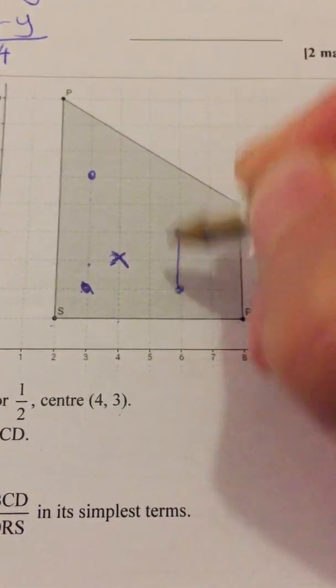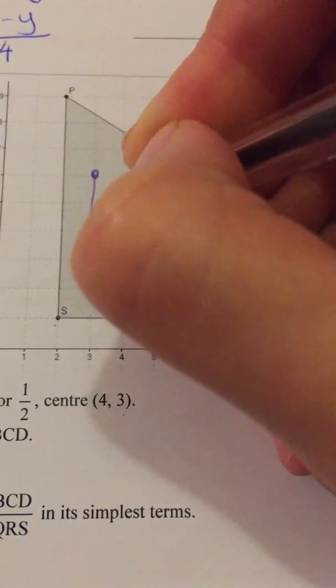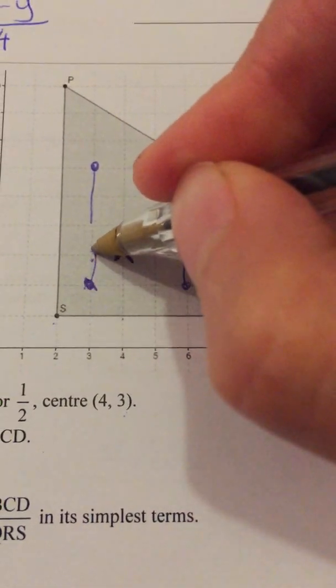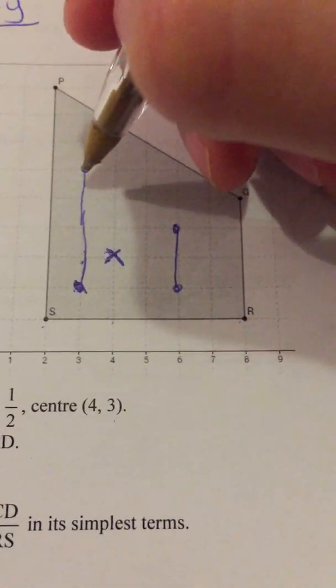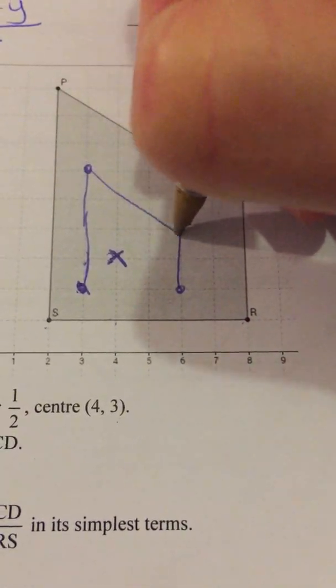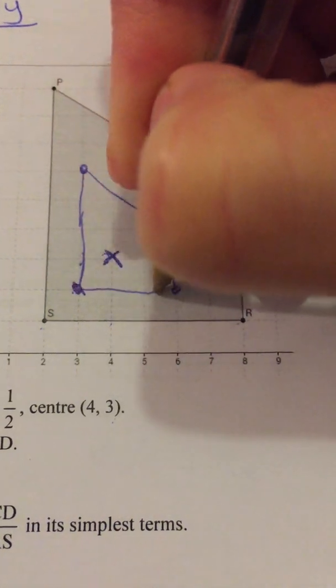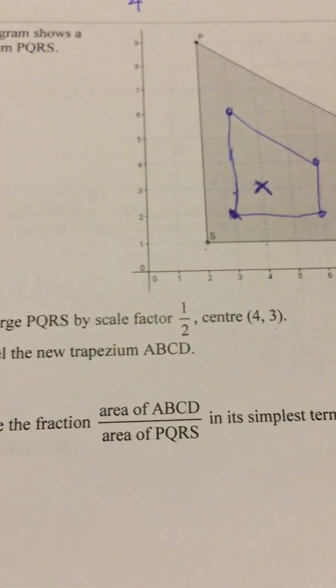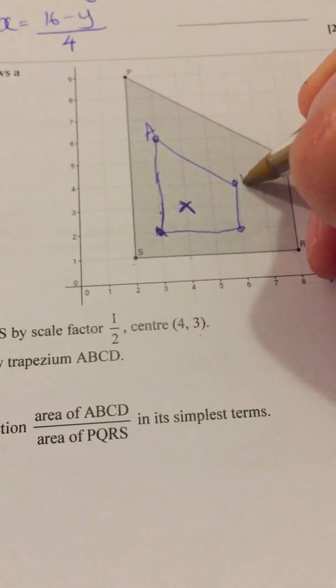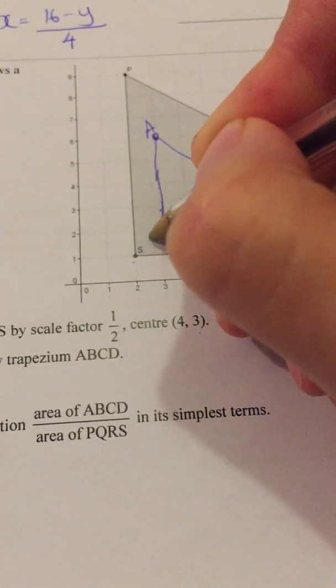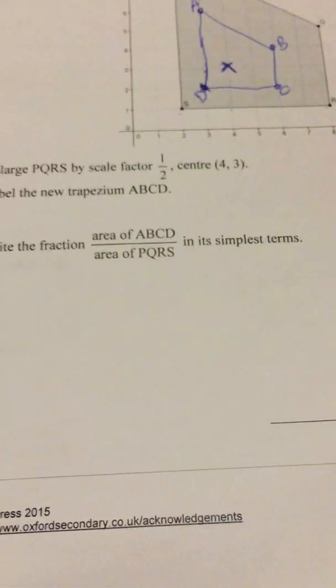Now you would be drawing this with a ruler, but I do not have my ruler with me. So do not follow this example by not doing it with a ruler. Okay, and it says label it A, B, C, D. It doesn't matter which order you put the letters in.